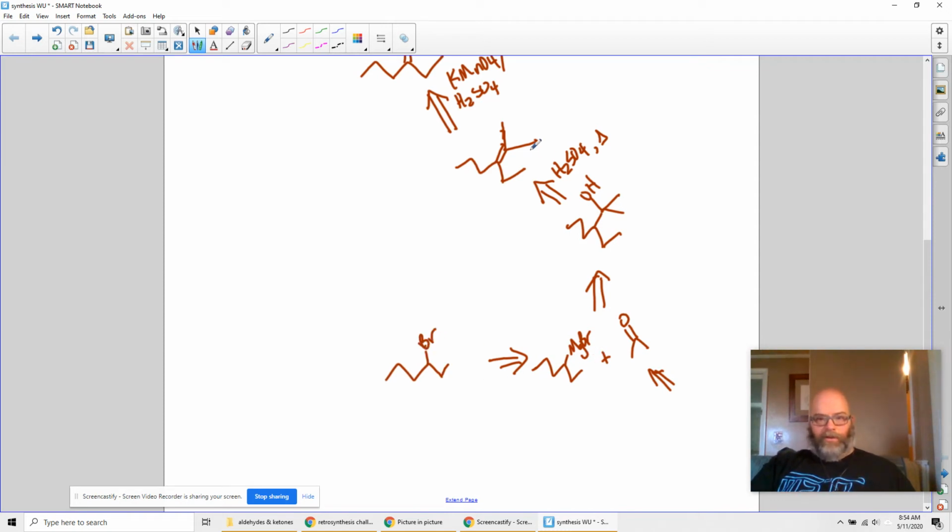I think I said Zeitsev. It should be the Zaitsev product up here, with the double bond being the more substituted double bond. So this plus magnesium would give me the magnesium bromide piece. So this is creating the Grignard reagent.